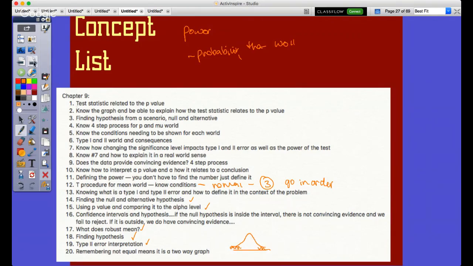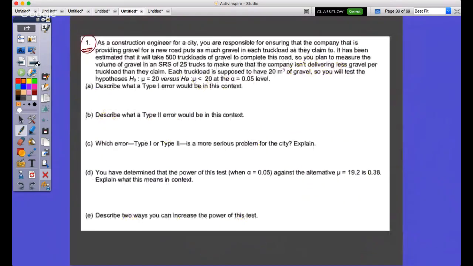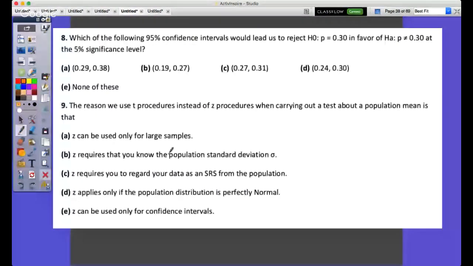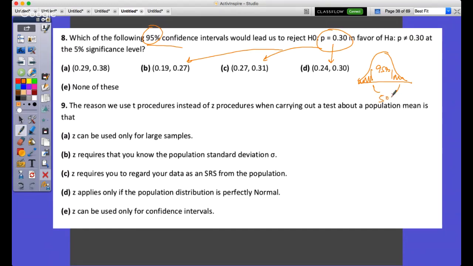Cool. All right, so let me go to this one because this one's a really good one, and I think it's one that Eric was hitting on. It's number 8. So this right here is 95% confidence interval. The null hypothesis says that p is equal to 0.3. Therefore, if 0.3 is not inside of one of my confidence intervals, it means that it is outside of the 95%. Let me give you a visual here. If it's not in my 95% confidence interval, think about this. That means it's outside of this and is in my 5%.